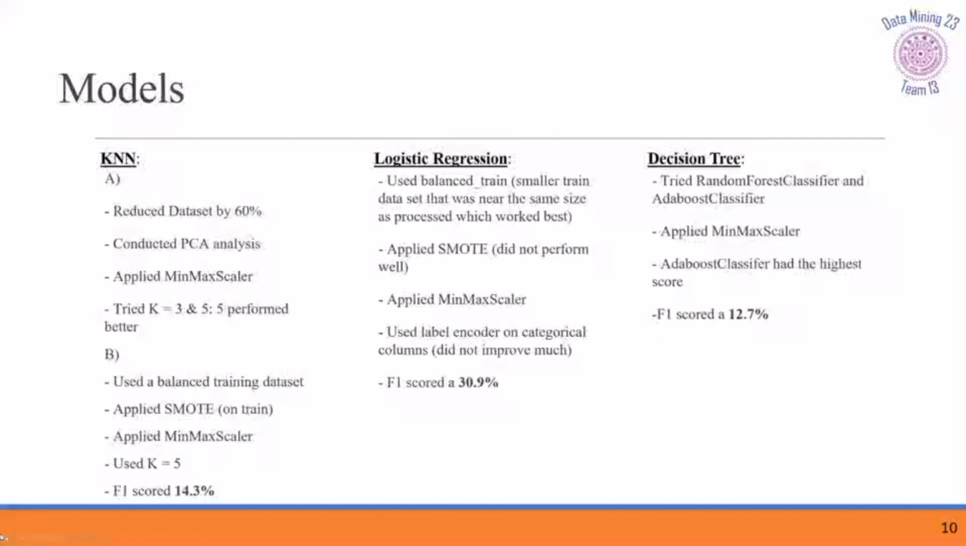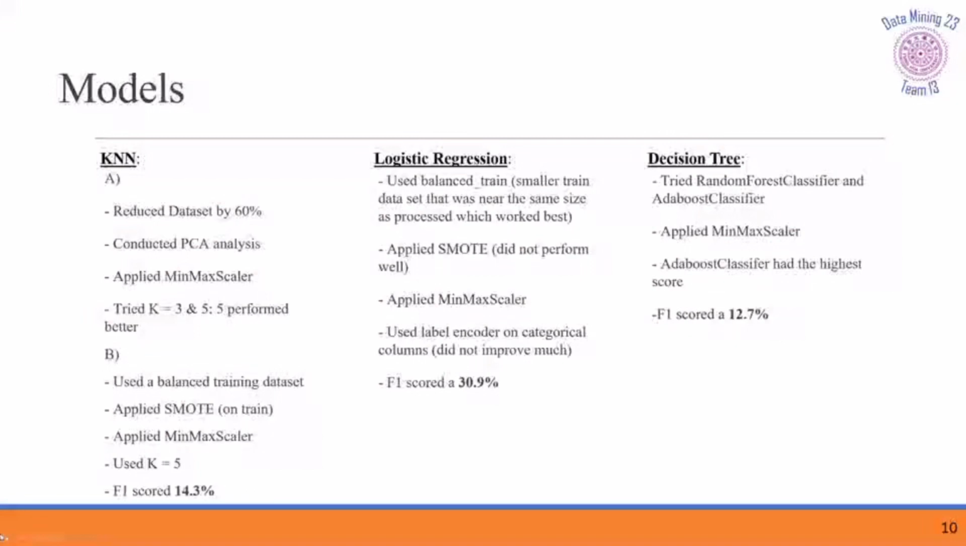K equals 5 performed better. And with approach B, we used a balanced training data set. We applied SMOTE during the training process, applied min-max scaler, and also used K equals 5. And we got an F1 score of 14.3.